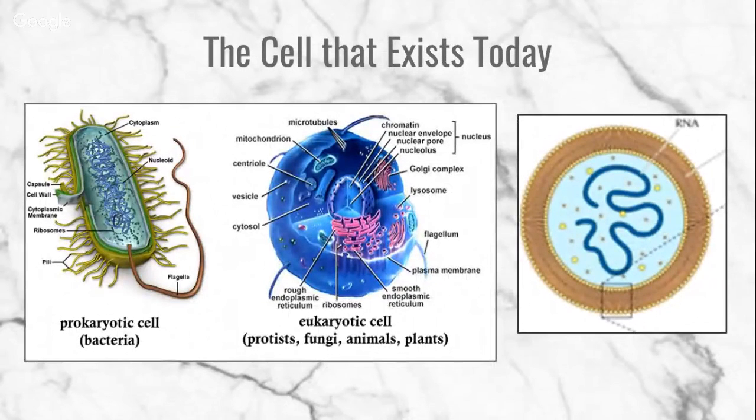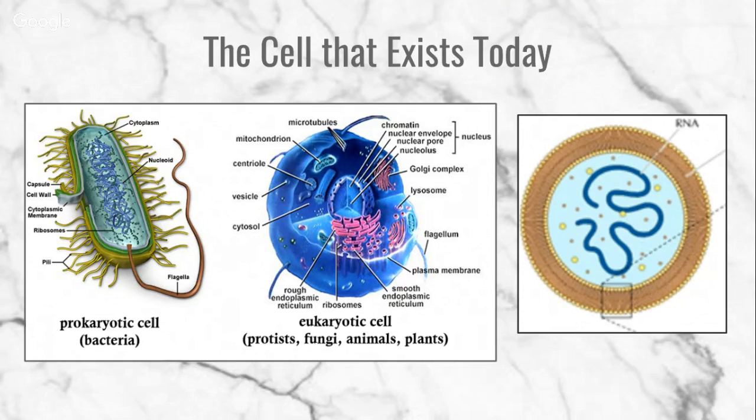The cell that exists today is much different from the first living cell. The first cell is hypothesized to look like the one on the right that you see. This is super simple. It has a strand of RNA molecule as well as a membrane around it. This model is actually really similar to the prokaryotic cell.